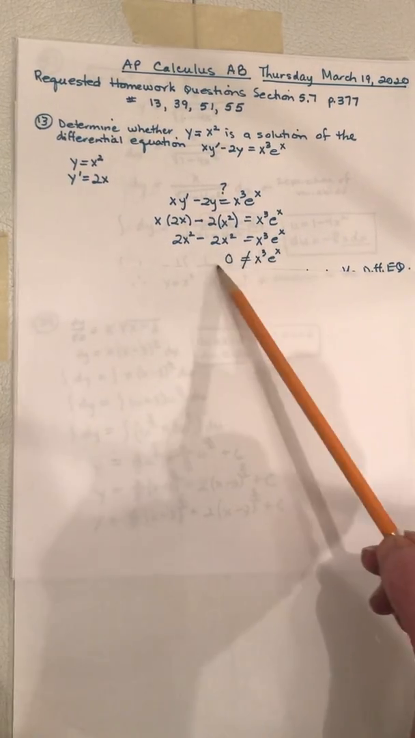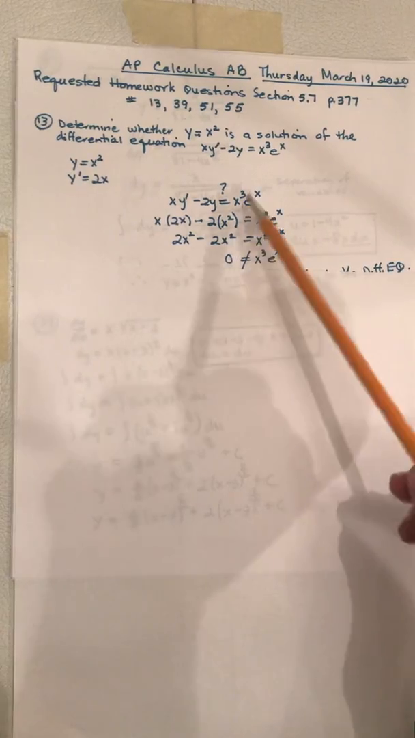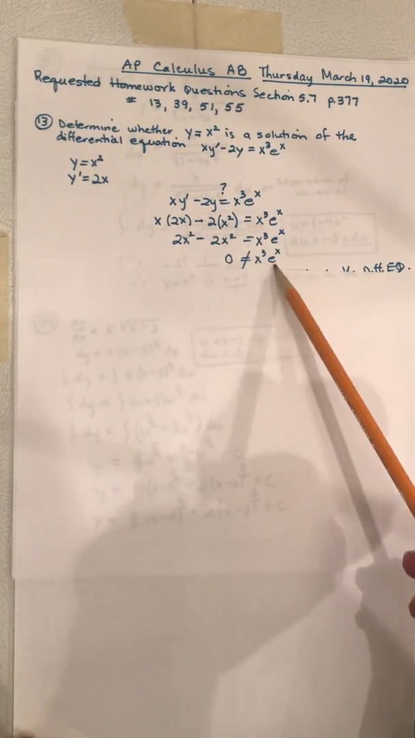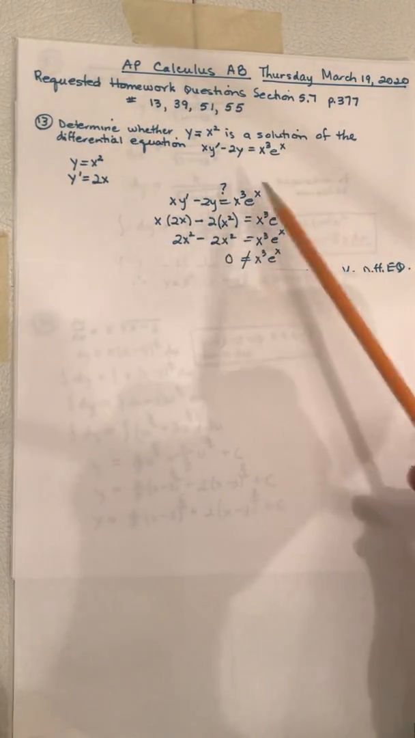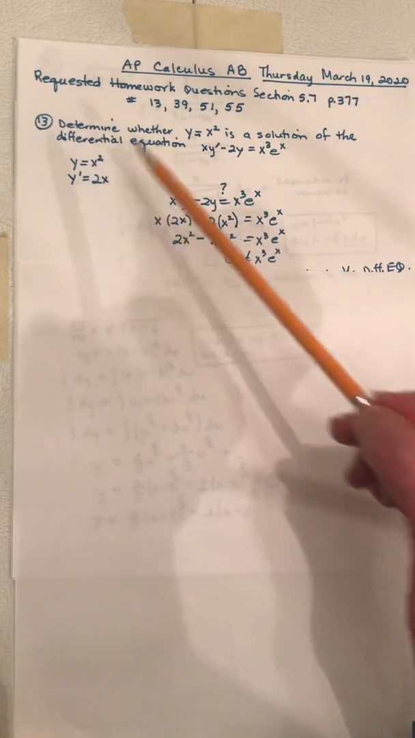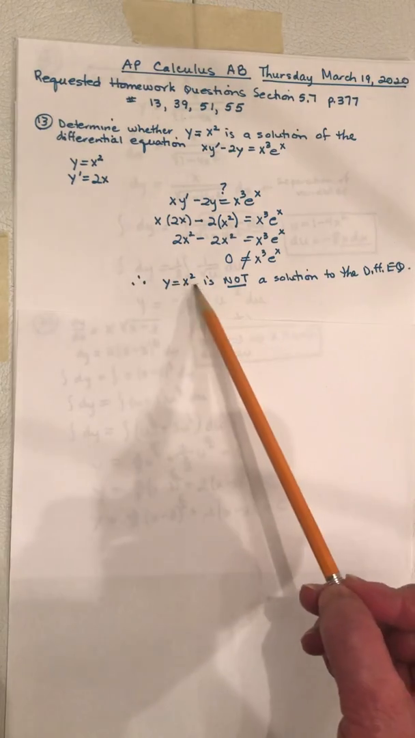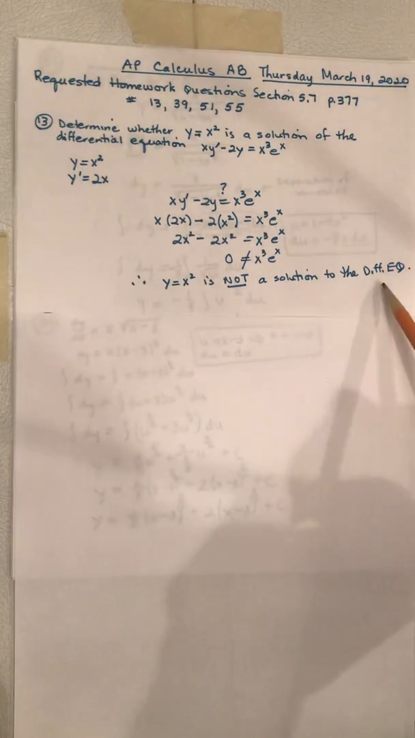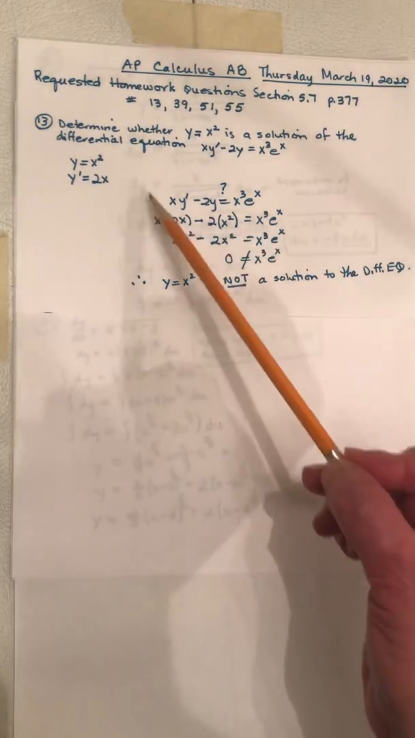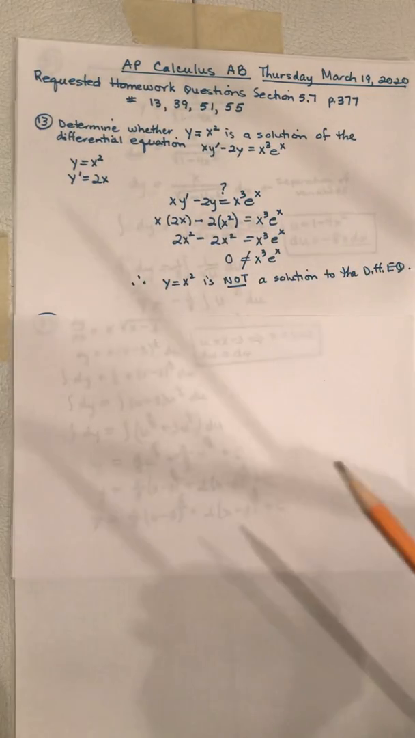In other words, the left side and the right side have to look exactly the same when you're done with this process. If they don't, that means the proposed solution, y equals x squared, is not a solution and it doesn't work. So therefore, y equals x squared is not a solution to the differential equation, this one right here that we've got. Okay, hope you followed that.